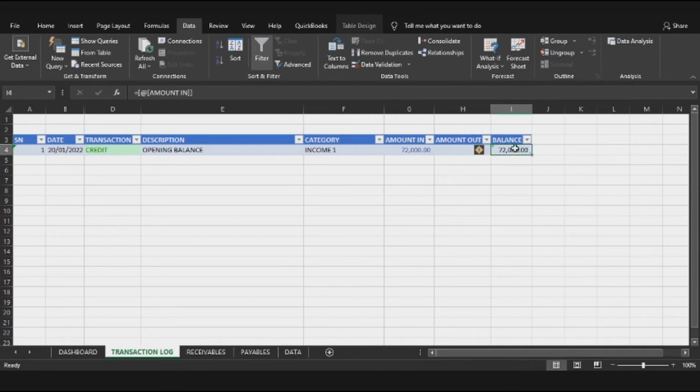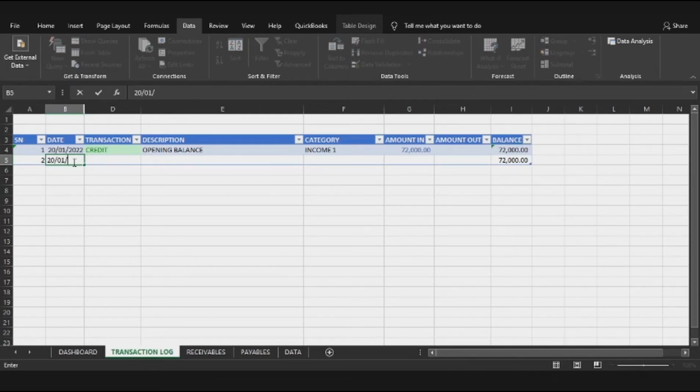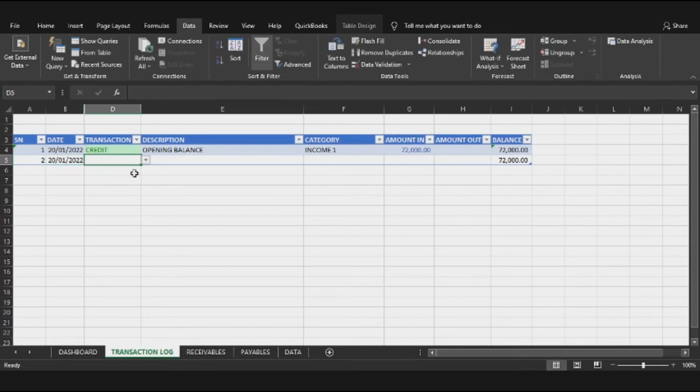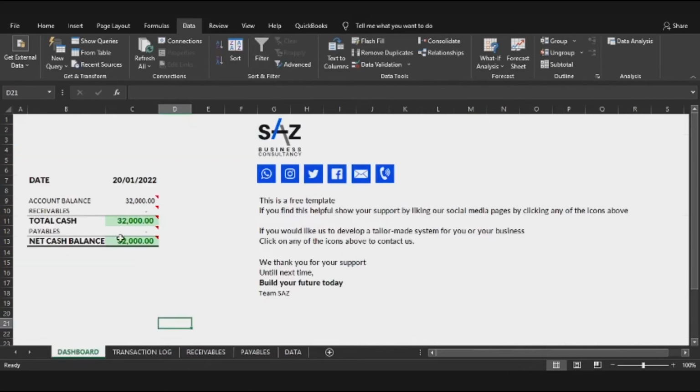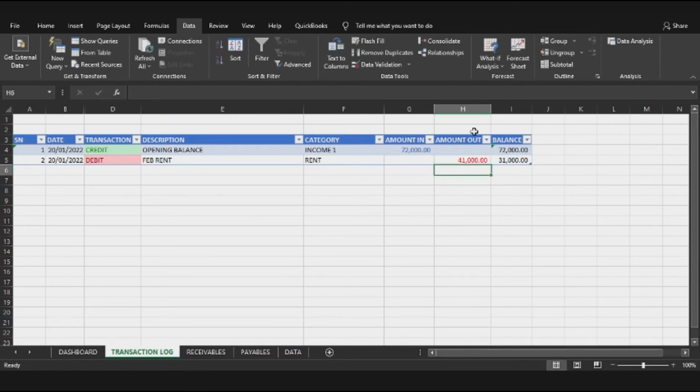And if we need to add another transaction, either click on the last one, which is the balance, and press tab, or just come directly and select here and start writing everything. So on the same day, if I am to pay my February rent, then I'll come here and select debit, and here I'll write Feb rent, and I'll have to look here to find where this category is, and I think it's just rent. So my rent is about 40,000. So I'll just write 40,000 and automatically this is calculated. So if we go back to the dashboard, you can see that my account balance is 32. If my rent was 41,000, then automatically the dashboard also changes to reflect that. So we'll leave it at that.